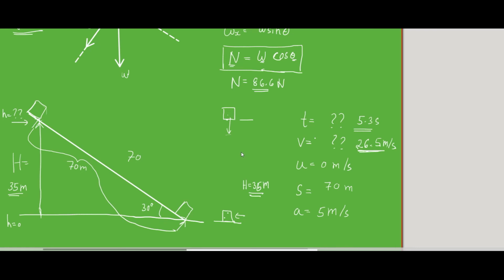Less. Velocity, not the time. Less. Okay, fine. So velocity of free fall will be less compared to velocity at the end of the slope. Okay, now can you calculate and see whether it's less or not? It's the same thing.